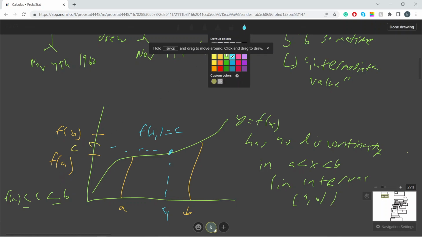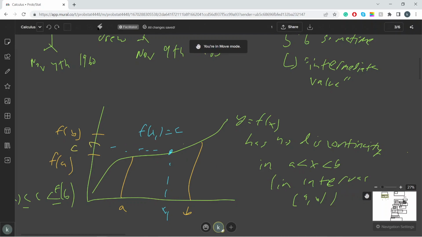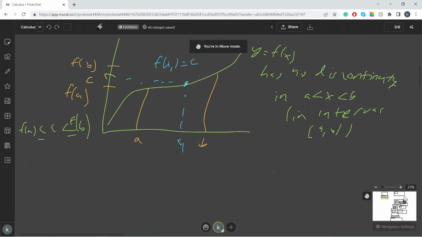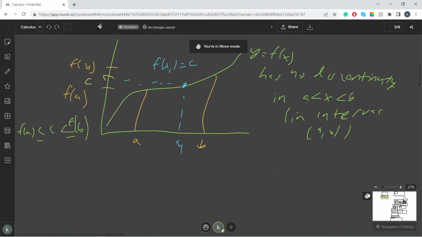So let me fix that small typo right here. That means this is enough to guarantee us that there has to be a number in between a and b such that the function at that number is this value c, right? And notice how I said there has to be a number. It doesn't mean that there needs to be only one value. There could be multiple values, right?